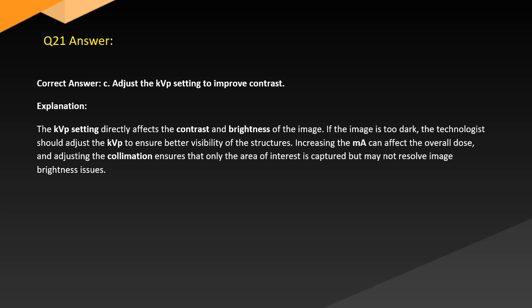Answer. Correct answer: C. Adjust the KVP setting to improve contrast. Explanation. The KVP setting directly affects the contrast and brightness of the image. If the image is too dark, the technologist should adjust the KVP to ensure better visibility of the structures. Increasing the setting can affect the overall dose, and adjusting the collimation ensures that only the area of interest is captured but may not resolve image brightness issues.